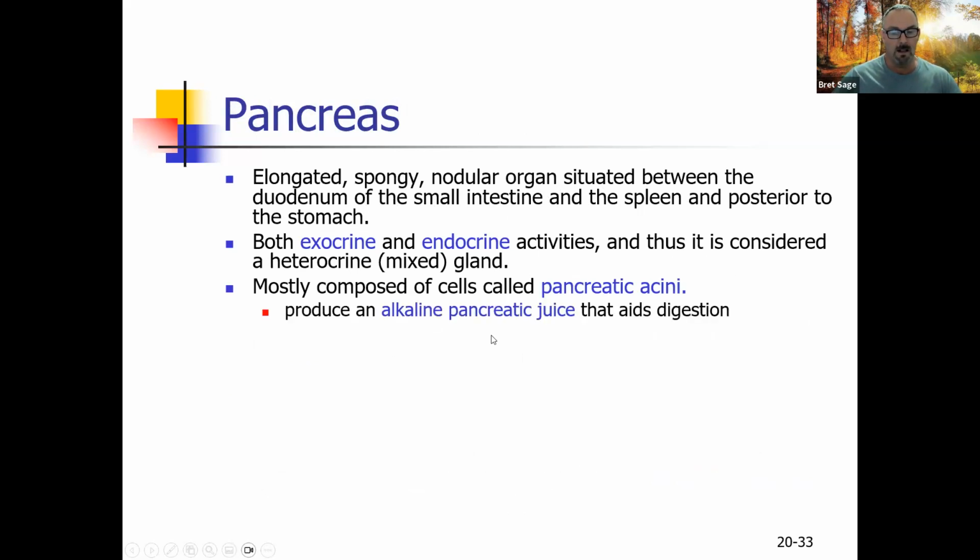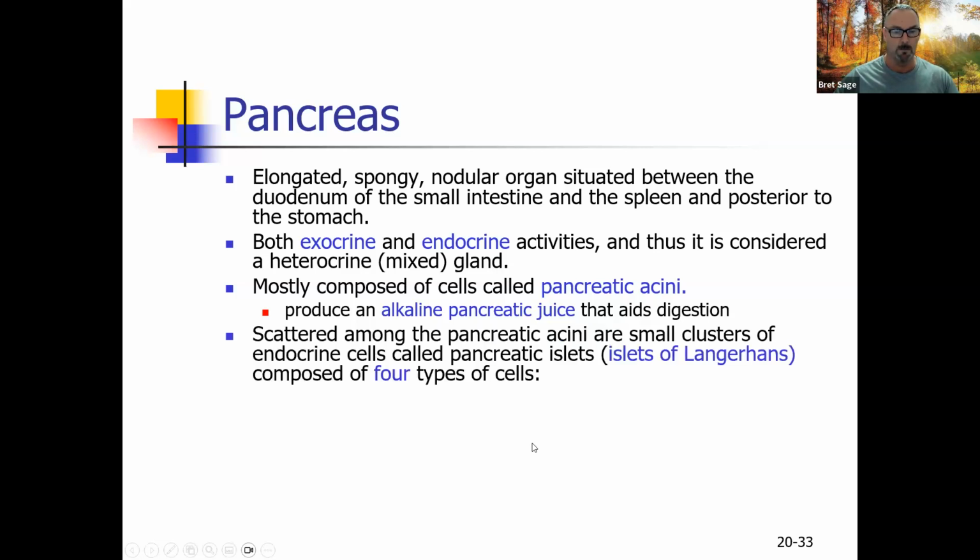They produce an alkaline pancreatic juice that aids digestion. Now, why alkaline, which means basic? It is there to counteract the acid that comes from the stomach. So the juice that comes from your pancreas is there to neutralize the stomach acid, because the digestion that occurs in your small intestine generally is done at a neutral or slightly basic level.